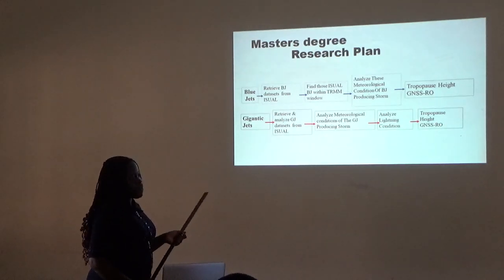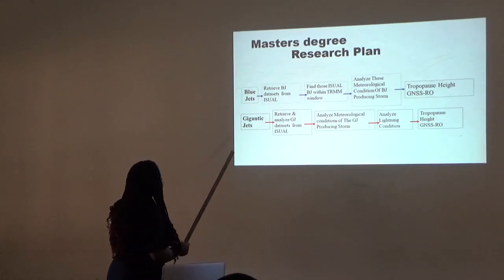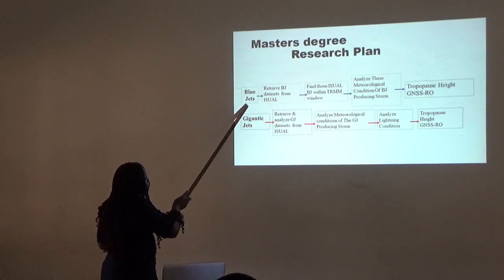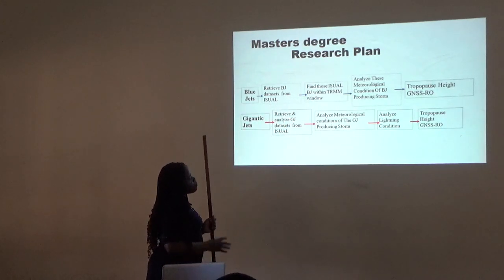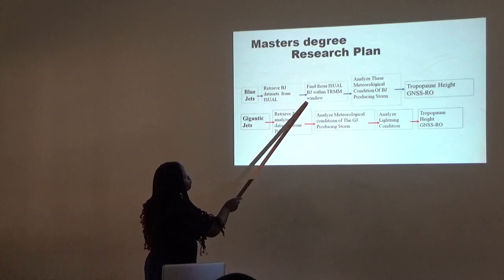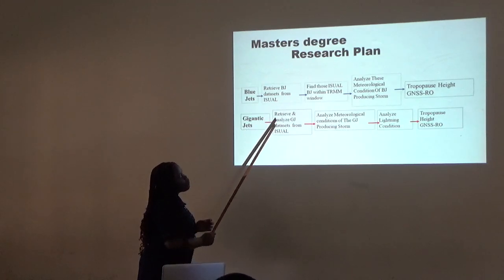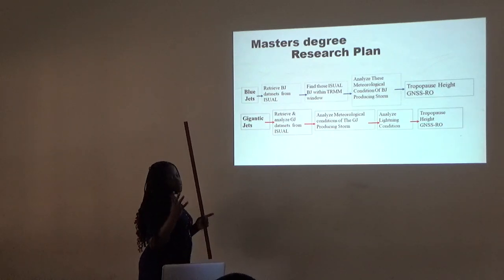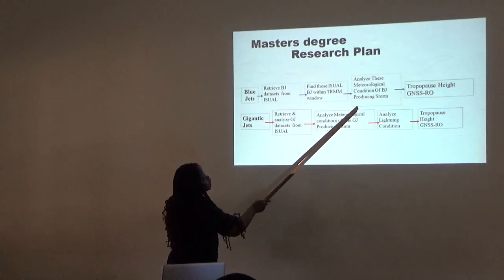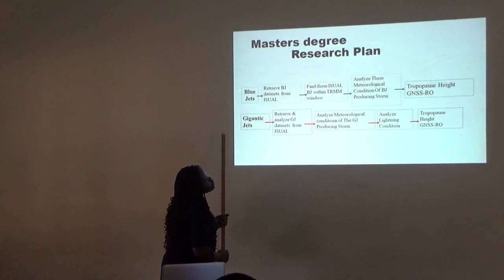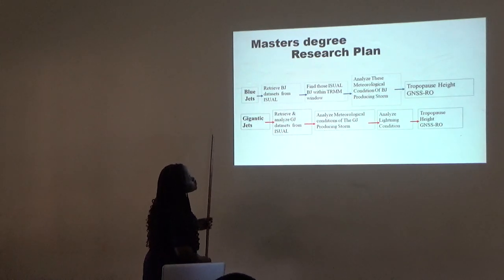So this was what I did at Masters. I wanted to give you a recap of how I've been doing this work. I retrieved the blue jets from these instruments. Then I compared the blue jets in this region with those that passed through TRIM. TRIM is an instrument I'll show you later. It's a space-based satellite for observing storms. Then I analyzed the meteorological conditions of the storms, and I found the tropopause height. And I did the same thing for the gigantic jets.